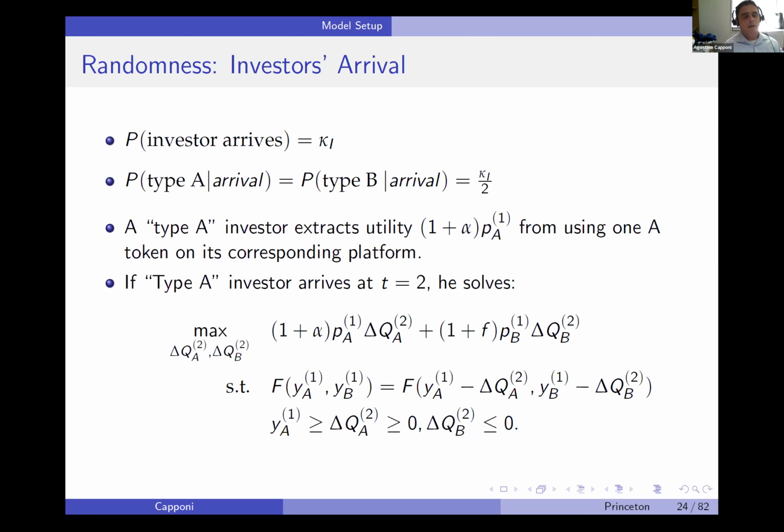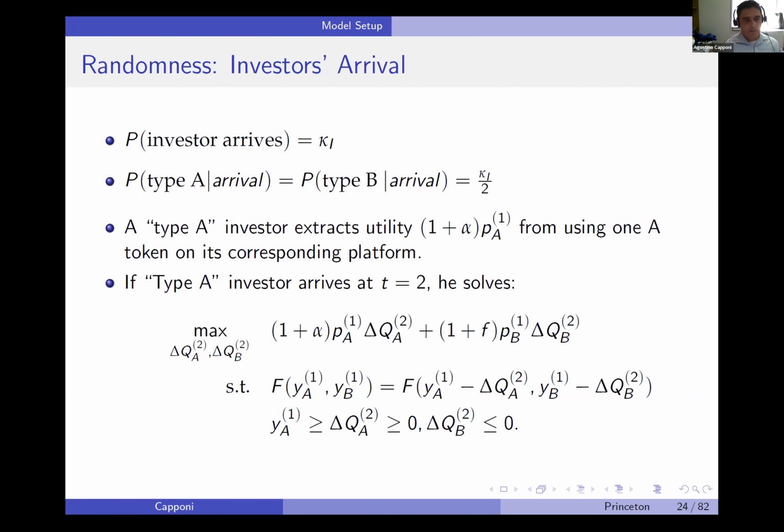Now, the other event that can happen is that an investor comes. So there could be an investor who comes and trades. And I'm assuming that there is also a possibility that nobody comes. But with high probability, κ, somebody will come. It could be equally likely to be a type A or type B. It doesn't really change the result much if you assume that type A investors are more likely to come than type B, or vice versa.